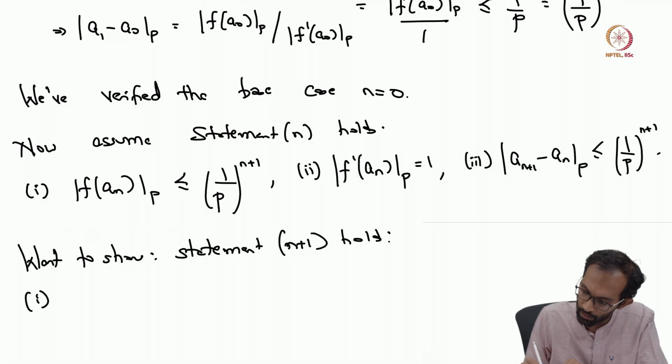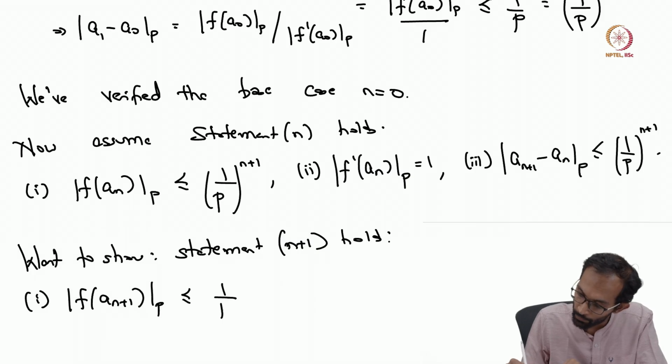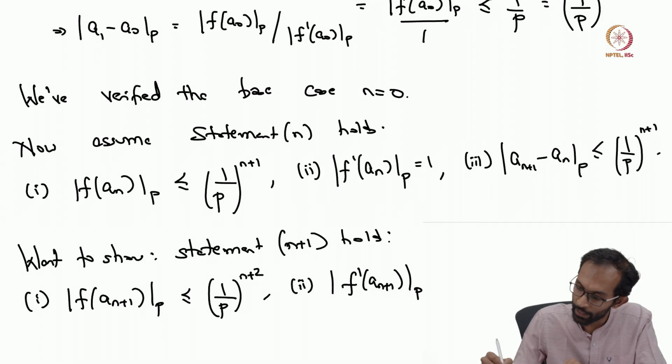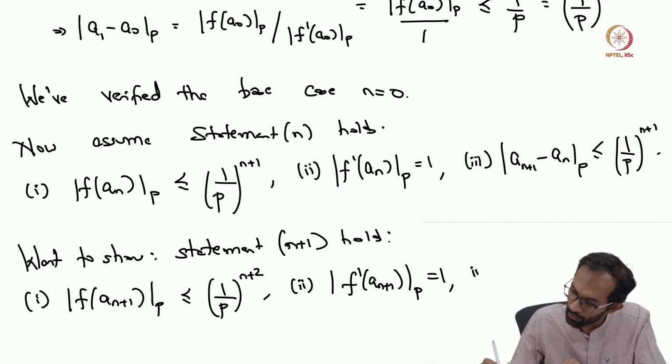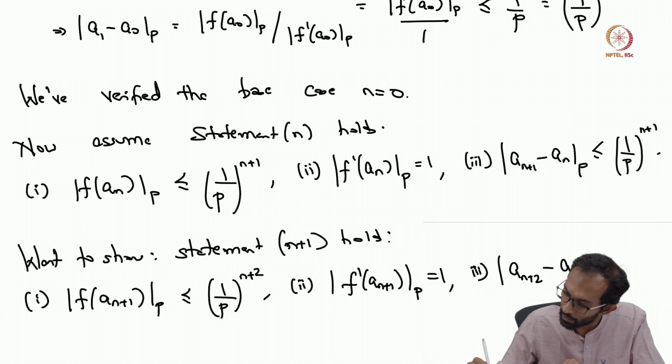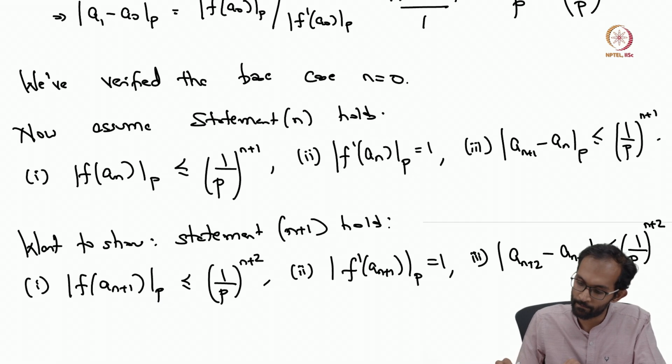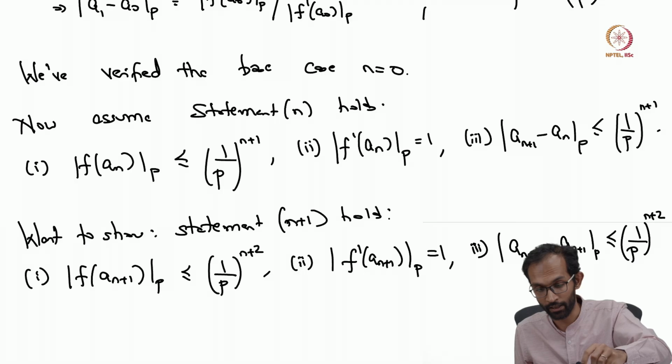That is, if I look at f(a_{n+1}) and compute its p-adic absolute value, this is less than or equal to 1 over p raised to n plus 2. If I compute the derivative at a_{n+1} and look at its p-adic absolute value, that's 1. And the third thing that I want to show is that if I look at the difference between a_{n+2} and a_{n+1} in p-adic absolute value, this is less than or equal to 1 over p raised to n plus 2. Okay, so these are the three statements that I need to show.